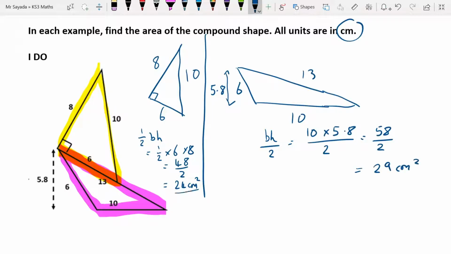So I've got the area of the yellow triangle is 24 centimeters squared, and the area of the pink triangle is 29 centimeters squared. So the total area of the compound shape is the sum of those two, 24 plus 29, which is 53 centimeters squared. So to summarize what I've done, I've split the shape up into two separate triangles, I've found the area of each individual triangle, and then added the two areas together.